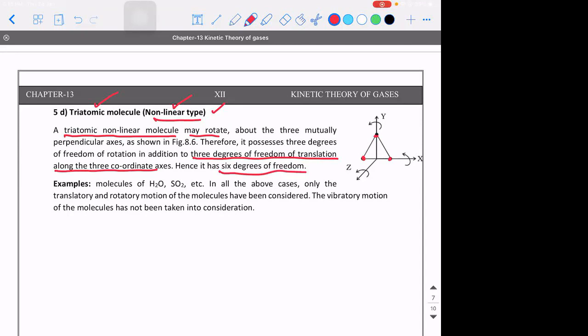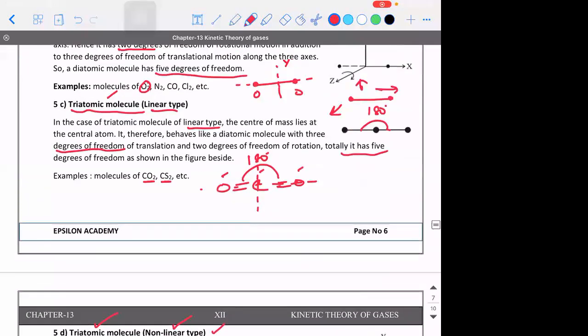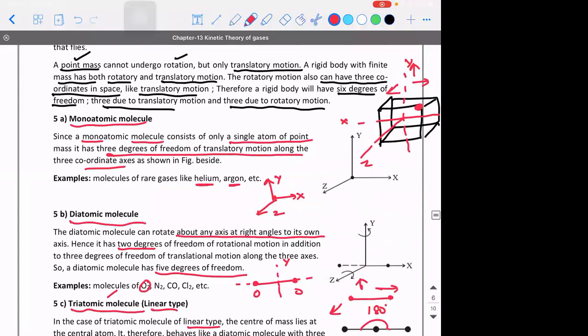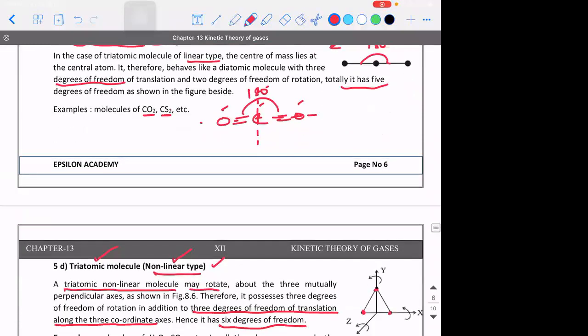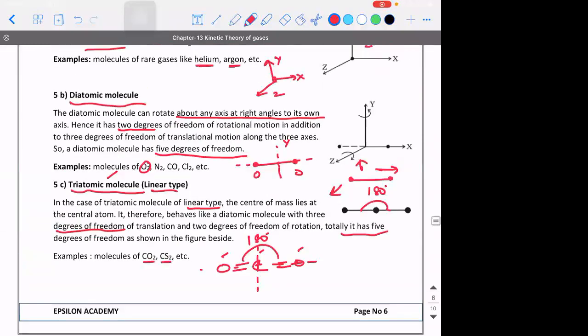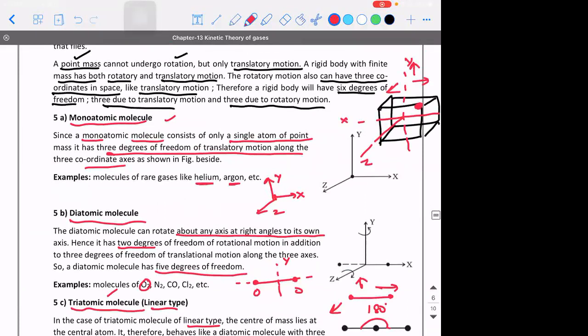So the conclusion that you need to remember is the number of degrees of freedom available for monatomic, diatomic, triatomic of linear type, and triatomic of non-linear type. So for a monatomic molecule, how many degrees of freedom? It is 3. Diatomic, 5. Triatomic linear, 5.